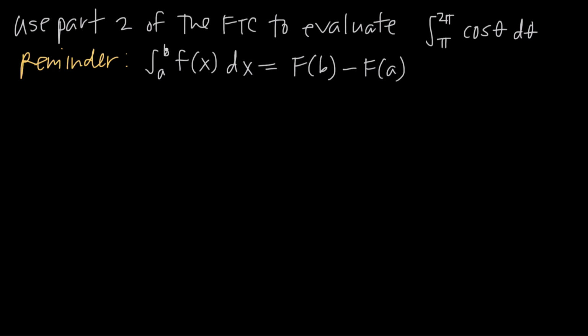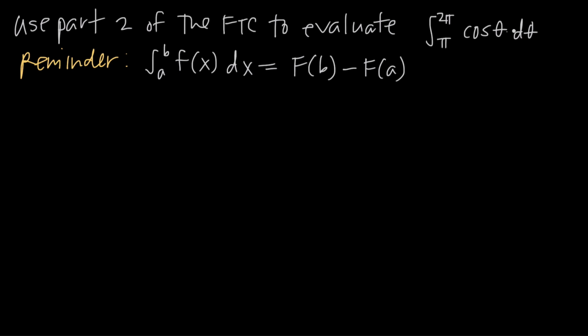B is called the upper limit of integration because it's the upper end, or the right-hand side of the interval a to b. So you plug that in, and then you subtract whatever you get when you plug a into capital F of x. So using this theorem is as simple as this. We've been given this problem here. Find the integral of cosine of theta d theta over the interval pi to 2 pi.